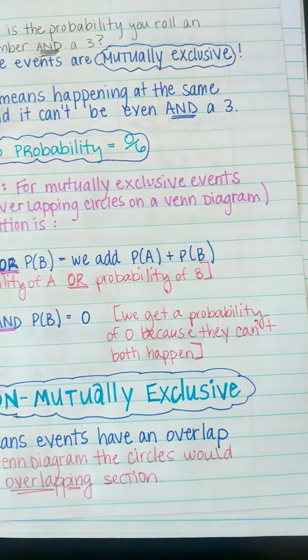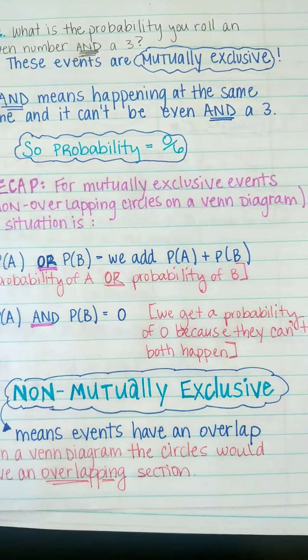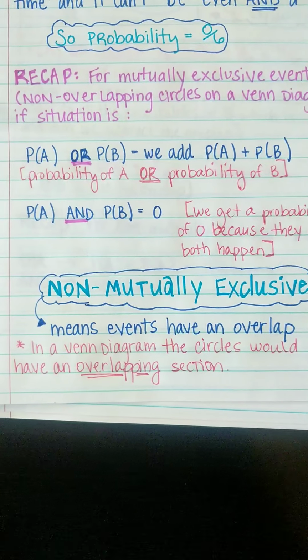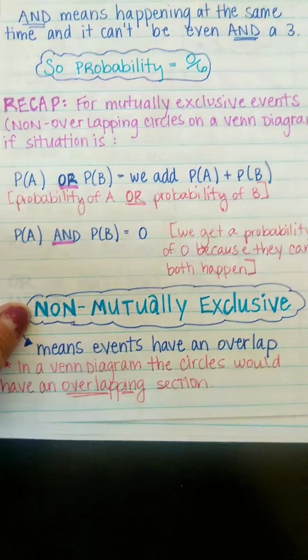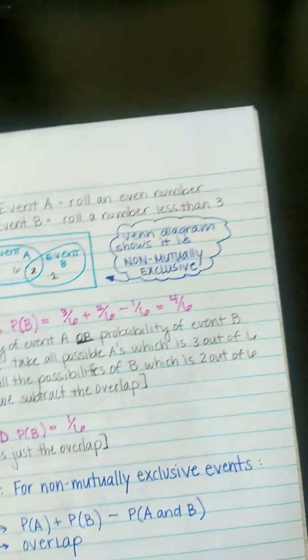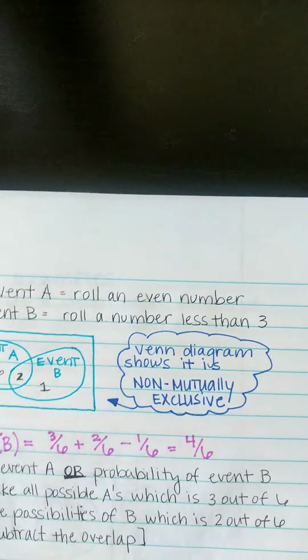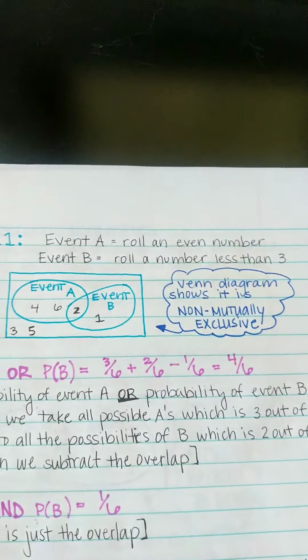Now, not every event is mutually exclusive. We also have some that we call non-mutually exclusive. This means the events have an overlap. In a Venn diagram, the circles have an overlapping section. So, for example, we're going to say event A is we roll an even number. Event B is we roll a number less than 3.